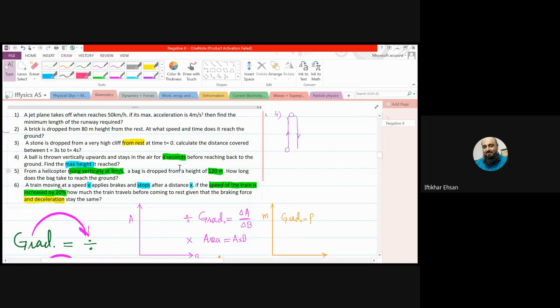As it is given, it stays for 4 seconds in the air. So during its journey, it will rise and then it will fall, right? The time taken to rise is equal to the time taken to fall. For a total of 4 seconds, it will take 2 seconds to rise and 2 seconds to fall. Now, when it's rising, we do not know the initial speed, but we know the final speed will be zero.